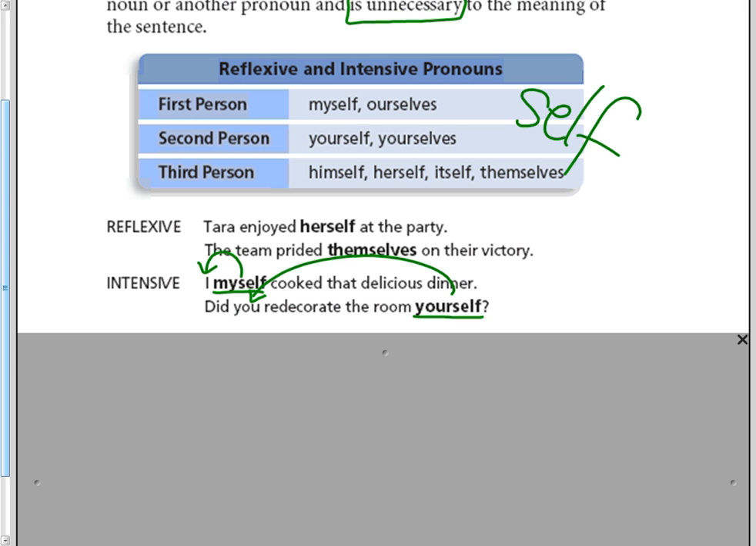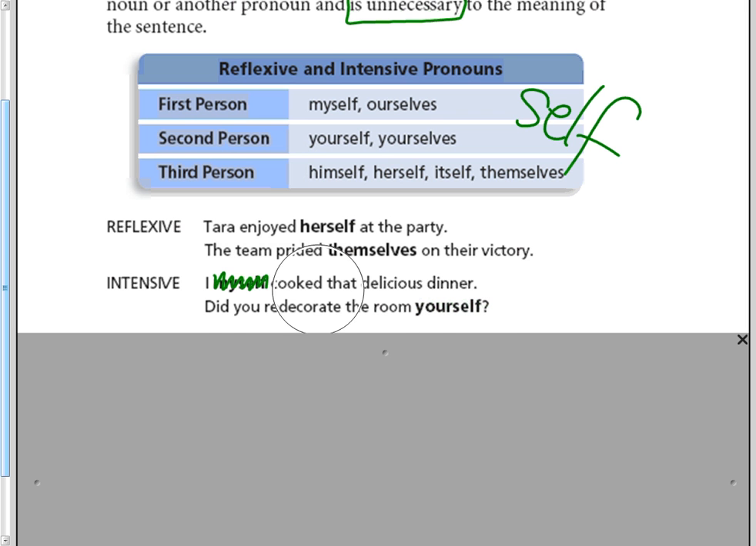Both have self in it, and both are pronouns, but they're unnecessary to the meaning of the sentence. Instead, they're emphasizing another word. I can take them out of the sentence, and they still make sense. I cooked that delicious dinner. Did you redecorate the room?